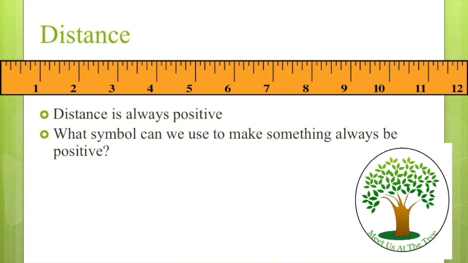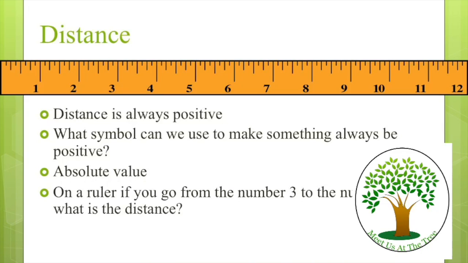Okay, so what math symbol can I put around something that will keep something positive no matter if you have a negative number? Does anybody remember? They have these little bracket-looking things that are up straight. What's it called? Absolute value. Absolute value. Very good. So, it's absolute value.